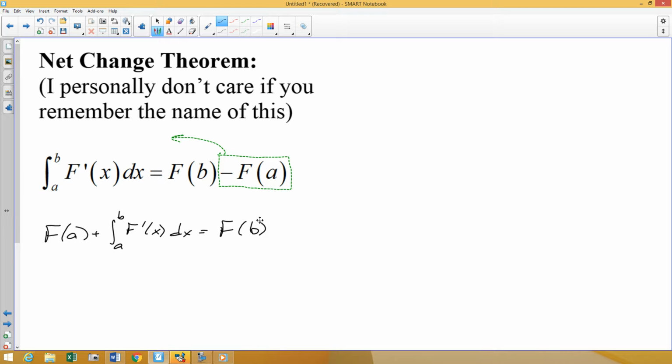And the reason I did that is because there are going to be times where you are given a rate of change or a derivative, and you're given some initial amount, and then it asks you to find the amount at a later point in time. And this is the format you're going to use. When you're given the initial amount plus a rate of change, that will give you the final amount.